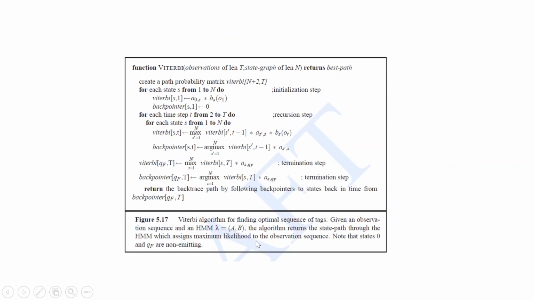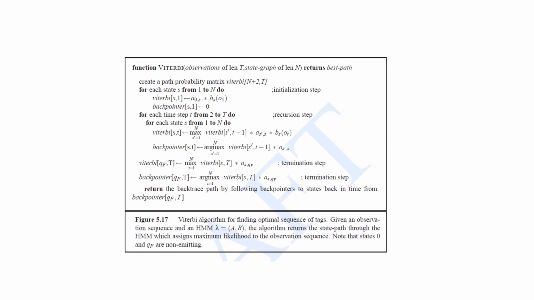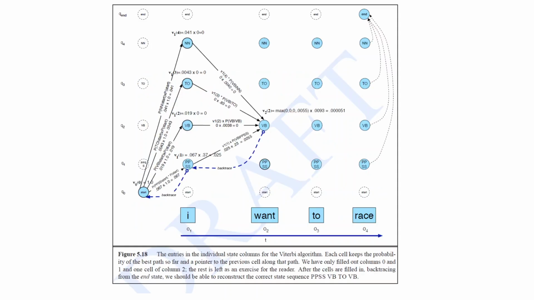Now what we want to do is find the best tag sequence for this particular set of words. This is the algorithm, the Viterbi algorithm. Before going to that, we said the hidden Markov model has these many states: PP, VB, TO, NN are the different states, and there is a start state also.